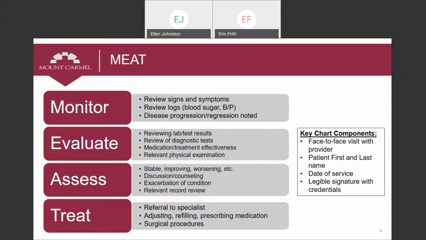For a diagnosis code to be captured on the claim, it must have supporting documentation within the record. An easy way to remember documentation requirements is the acronym MEAT, M-E-A-T, which stands for monitor, evaluate, assess, and treat. Only one of these elements needs to be present for each diagnosis that is taken into medical decision-making during the visit.